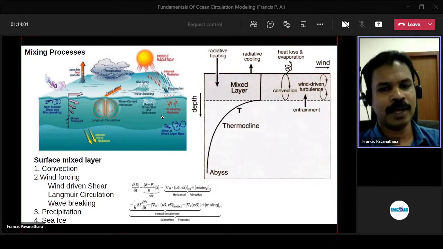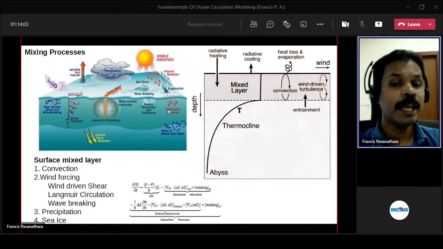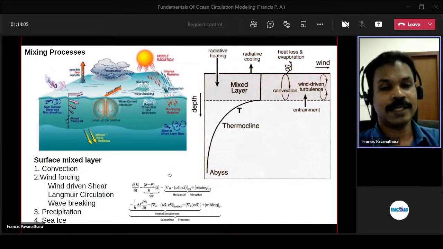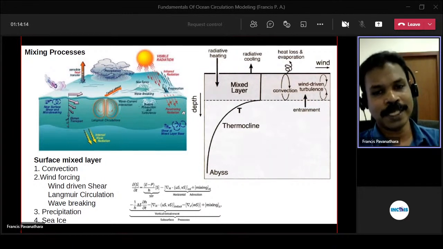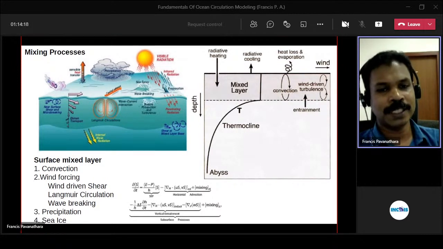That part we call penetrative radiation. When we do a heat budget analysis, we have to account for that energy that is going below the mixed layer, because that's not available for heating the mixed layer. So if you come across a mixed layer heat budget, then you have to subtract that energy that is going below the mixed layer. Anyway, that's one part of it.